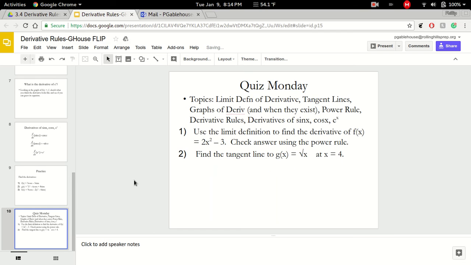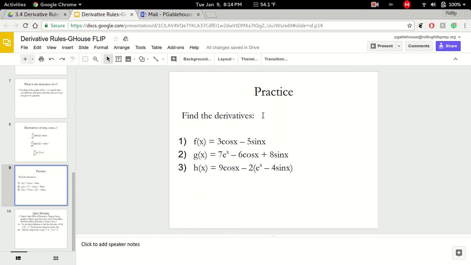And then some practice problems for you. We have 3 cosine x minus 5 sine x. Actually, we can do these right now. Let me work out the answers really quick, so pause the video, and I'll come back with the answers for you. Okay, we'll go ahead and finish this up here.